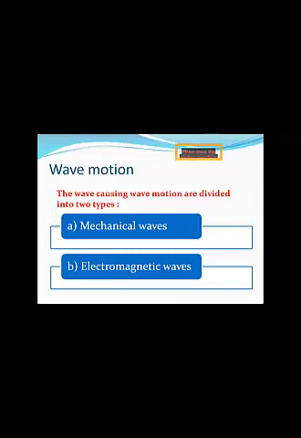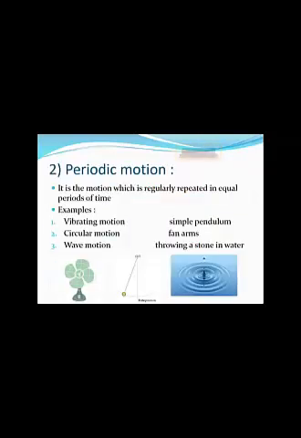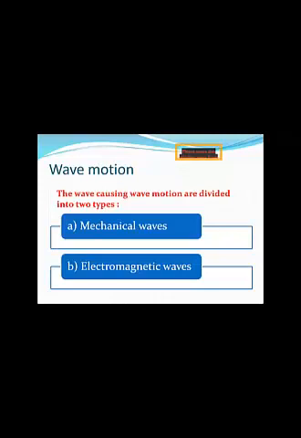If we explain or discuss more deeply this type of periodic motion, the wave motion, the third division of periodic motion, the waves causing wave motion are divided into two types: mechanical waves and electromagnetic waves.